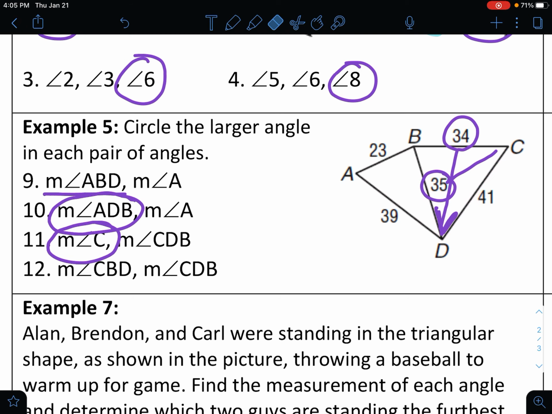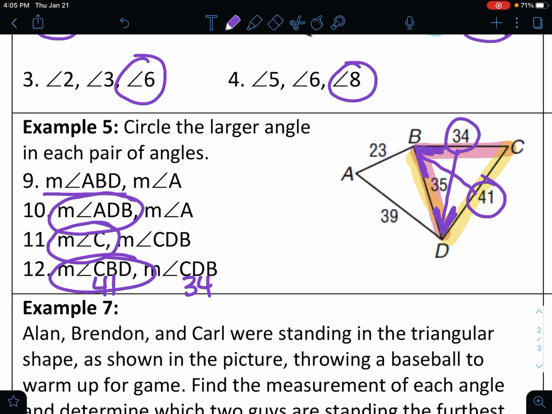And then last but not least, we have CBD. So that would be this little corner there, and then CDB. Okay, so that's this little corner here. All right, so let's figure out which one is larger. This one's across from 34, so that would be 34. And then this one's across from 41, so that would be 41. 41 is obviously greater than 34, so that's the one we want.